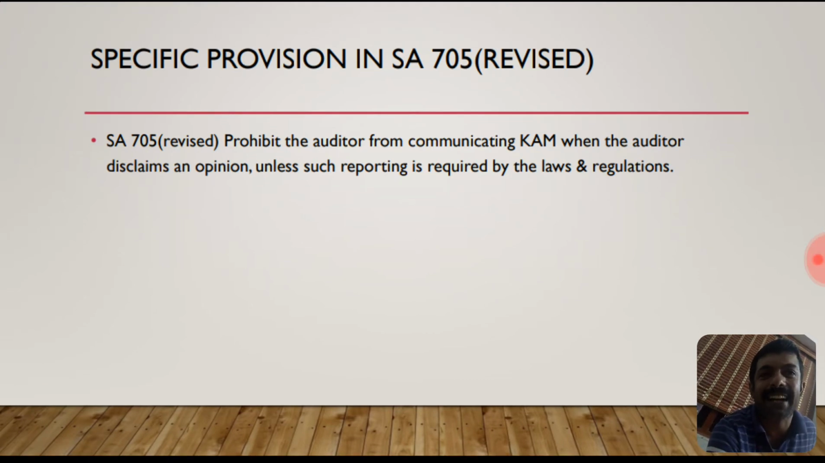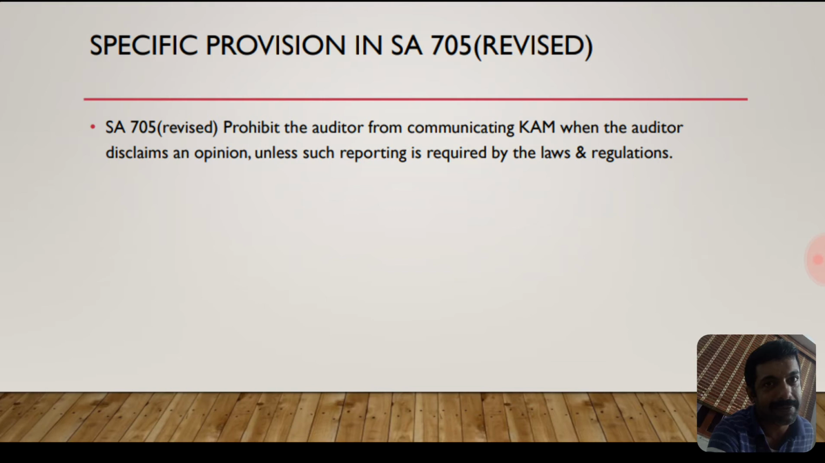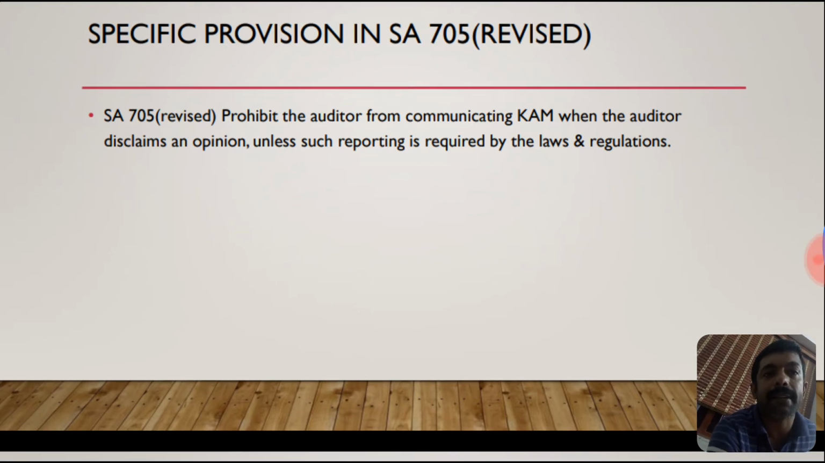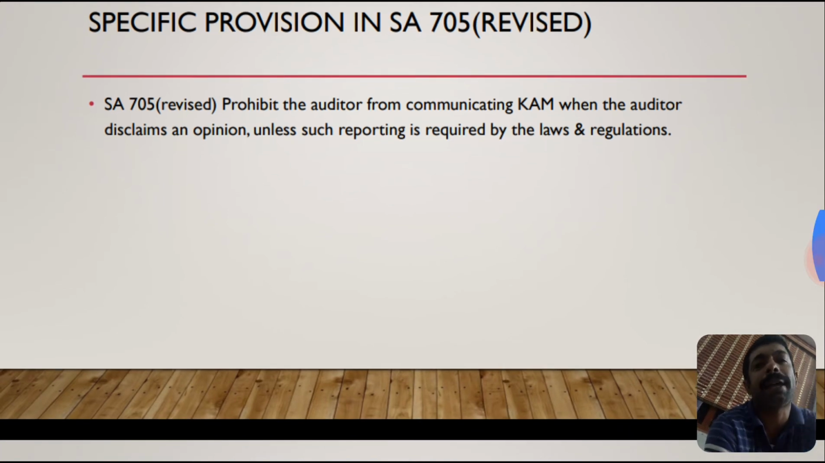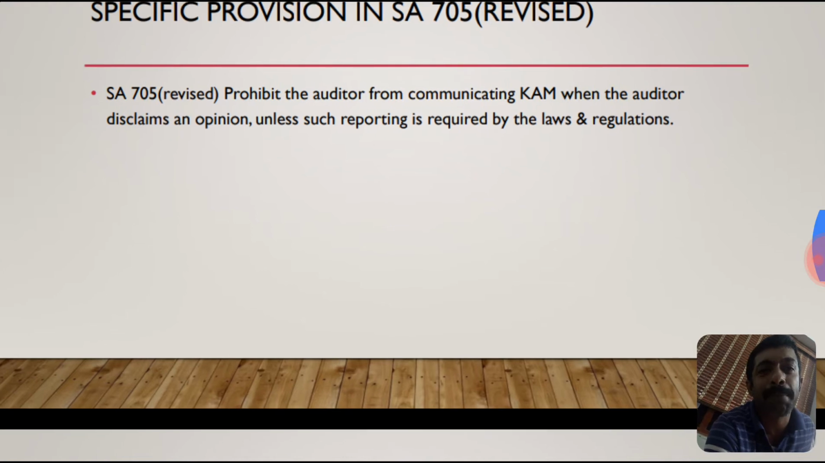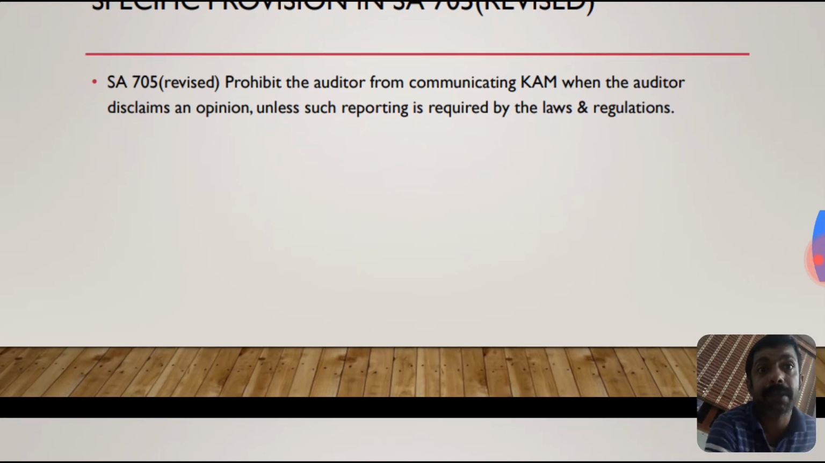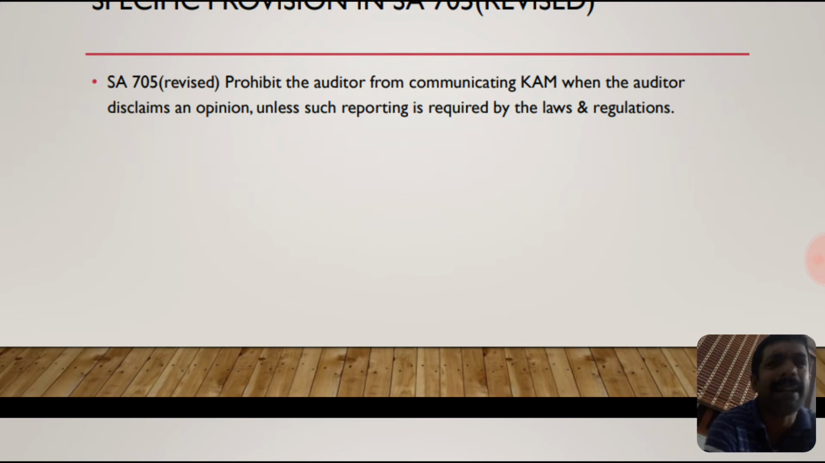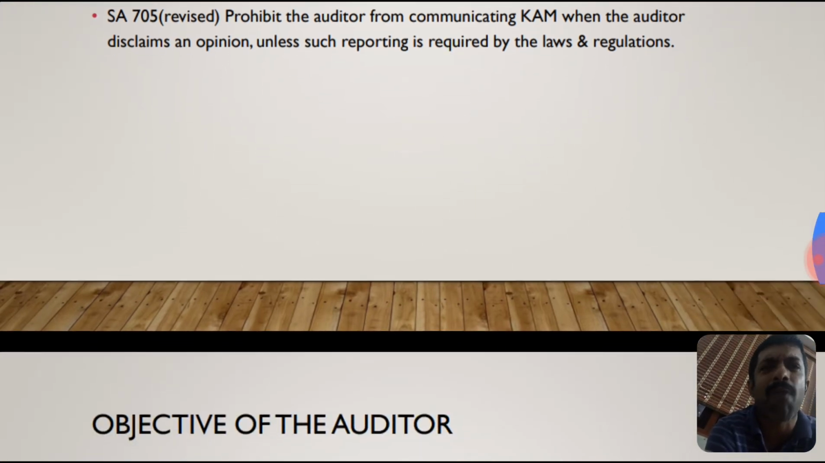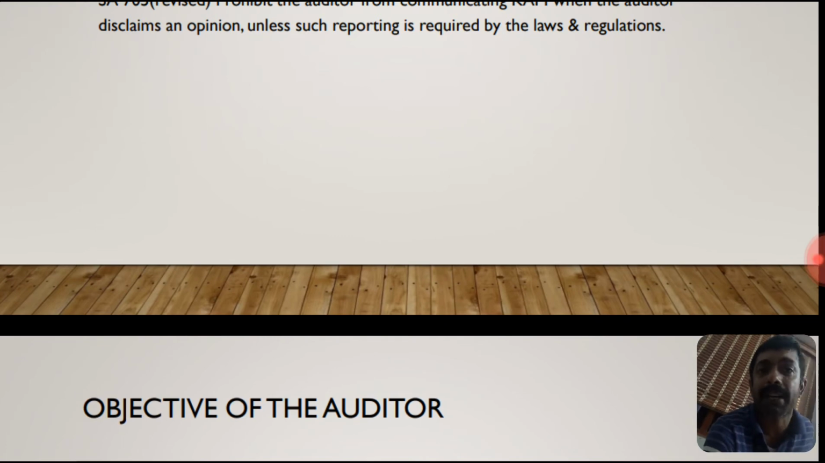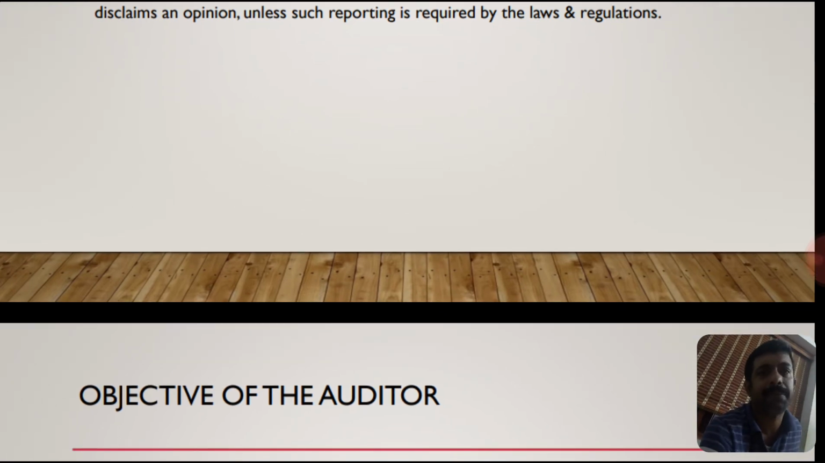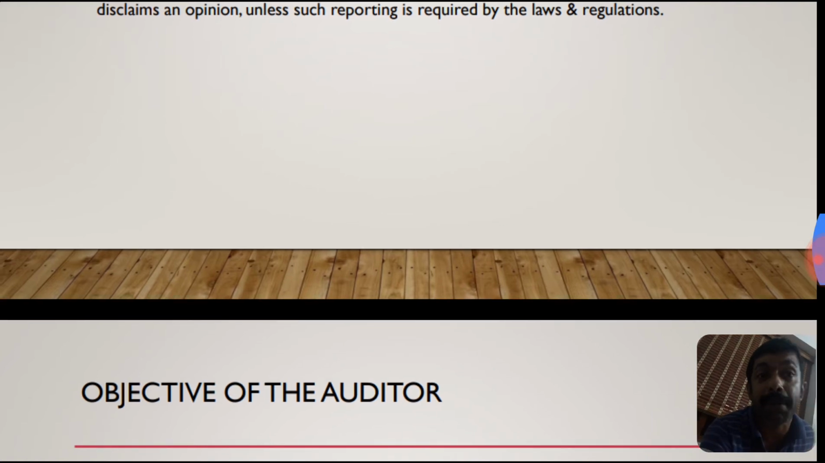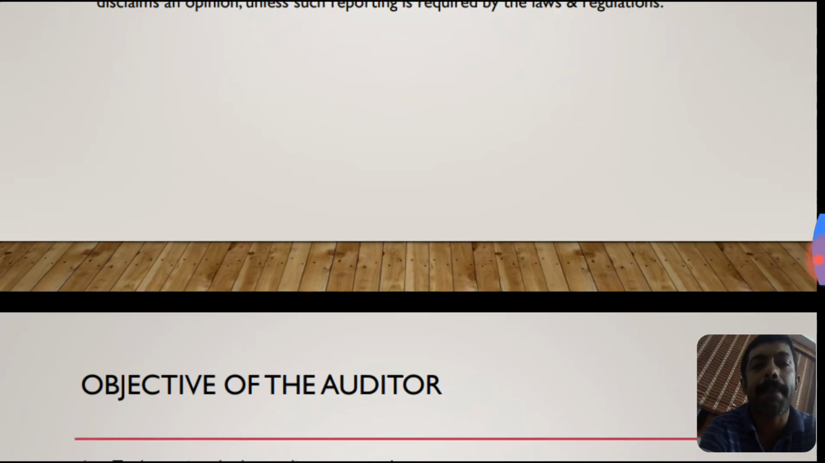There are specific provisions under SA 705 (Revised) which prohibit the auditor from communicating the key audit matters when the auditor disclaims an opinion, unless such reporting is required by laws and regulations. That is, when the auditor has already disclaimed an opinion due to lack of sufficient appropriate audit evidence. In such circumstances, the auditor should not disclose the key audit matters unless laws and regulations require disclosure of the key audit matters.